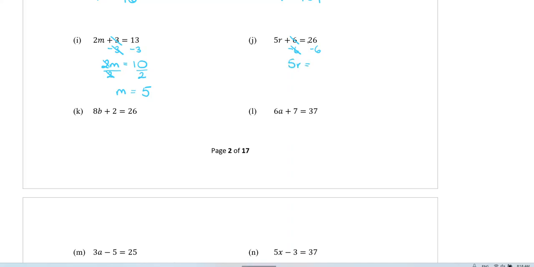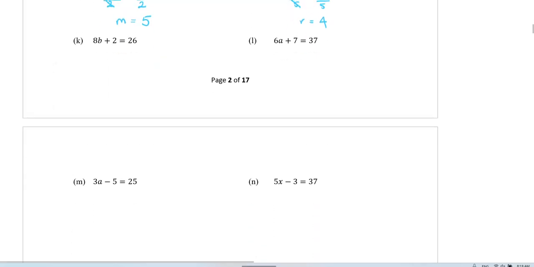5r equals 26 minus 6 is 20. Then 5r, the opposite for that 5 is to divide by 5. And r equals 4, because 20 divided by 5 is 4.